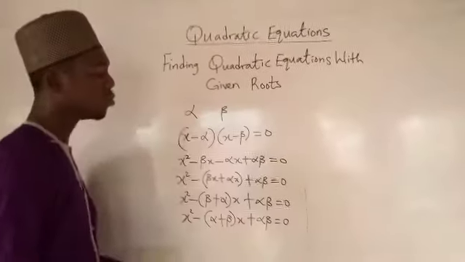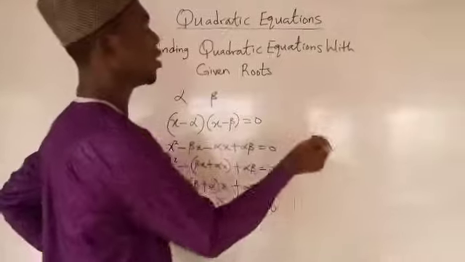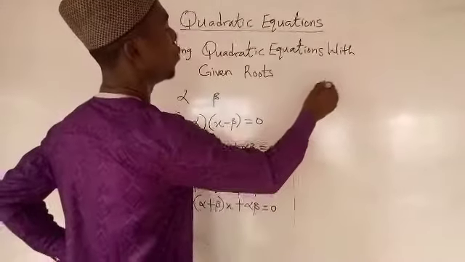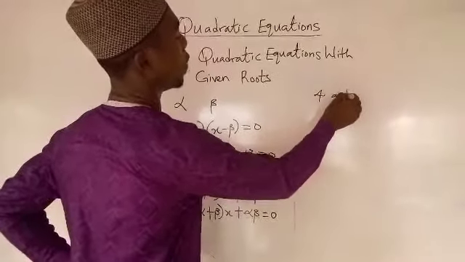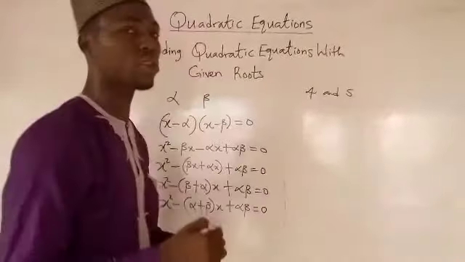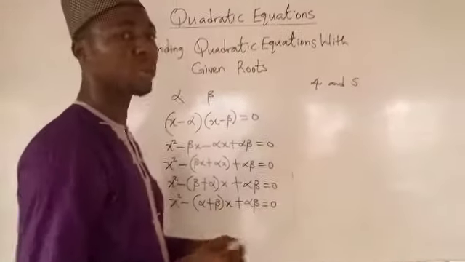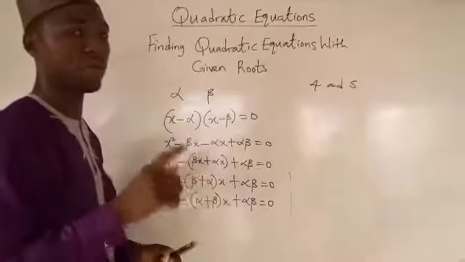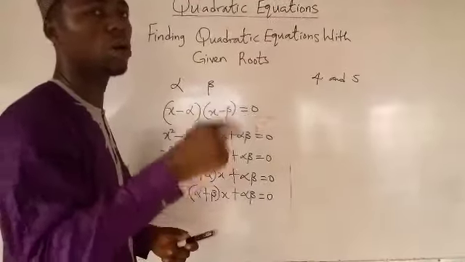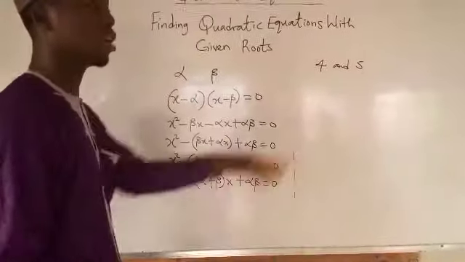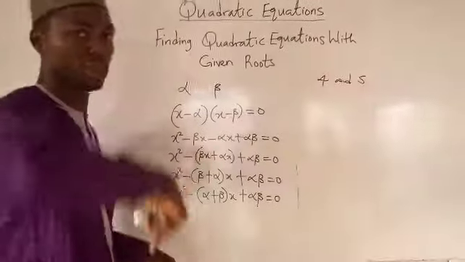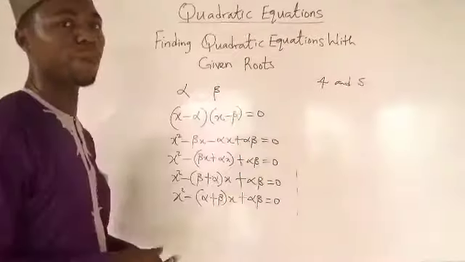Let's take an example. Let's assume a quadratic equation has roots 4 and 5. That is, after solving the quadratic equation, you end up getting 4 and 5. That is x equals 4 or x equals 5. So we can now use this 4 and 5 to construct that quadratic equation back.